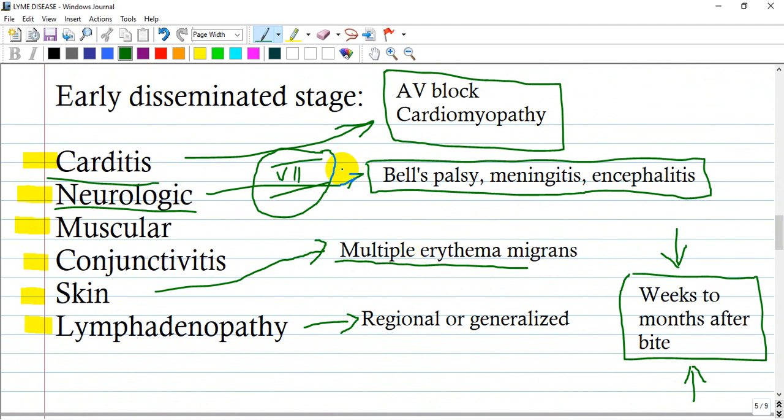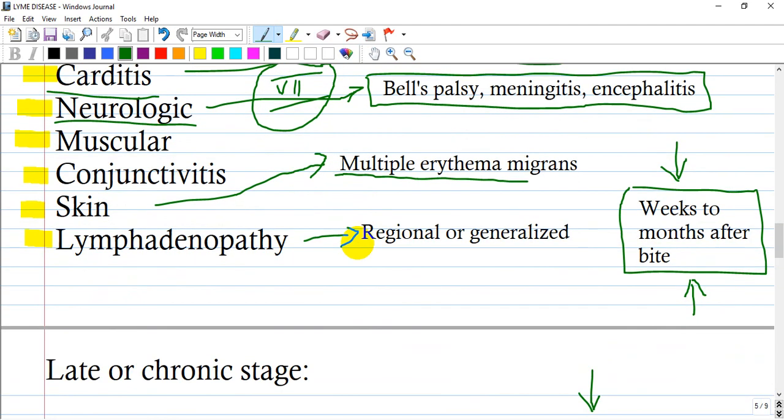The second stage is early disseminated. Two important things you have to know are carditis and neurological signs. By carditis, you have to know AV block and cardiomyopathy, usually first degree block. And neurological signs are Bell's palsy, or affection of cranial nerve 7. Also other symptoms like rash, conjunctivitis, muscular pain, or lymphadenopathy. It can take weeks to months after the bite to develop this stage.